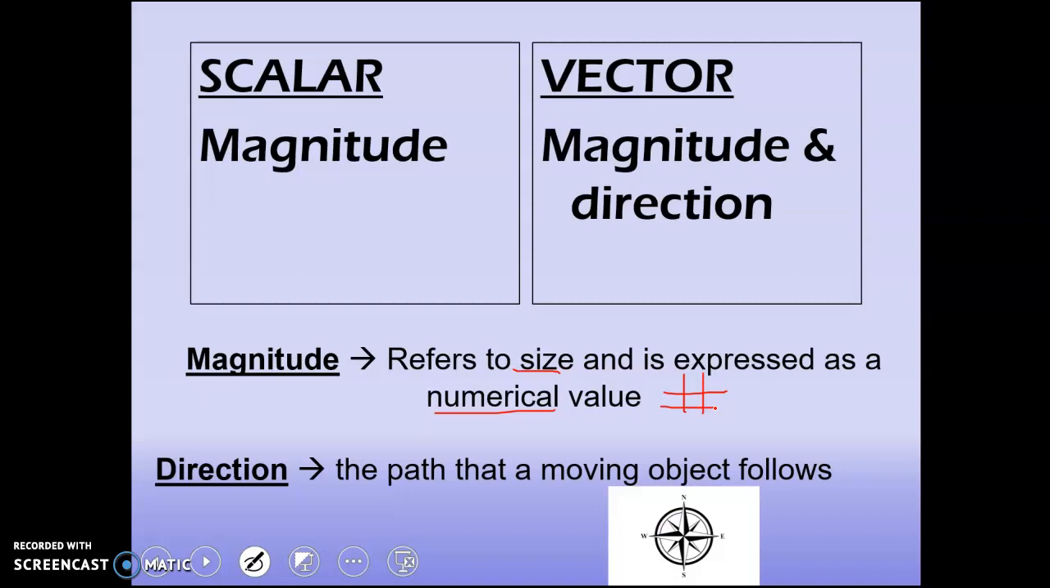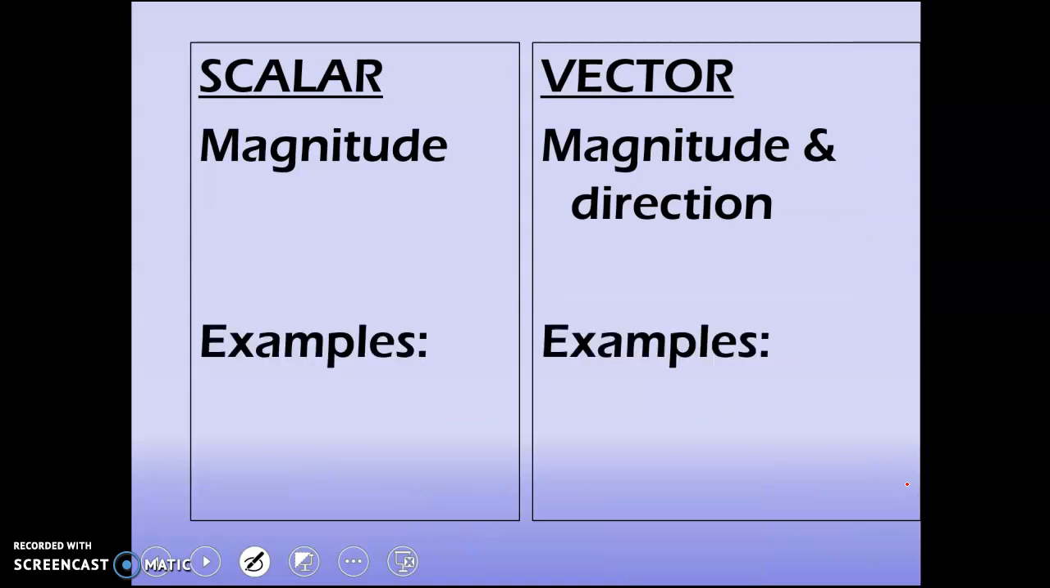So direction meaning north, east, southwest. Maybe it's also left or right. It could be either of those. All right, so let's look at some examples. So we're talking about scalar, we're talking about magnitude. Remember, this is just a number value.